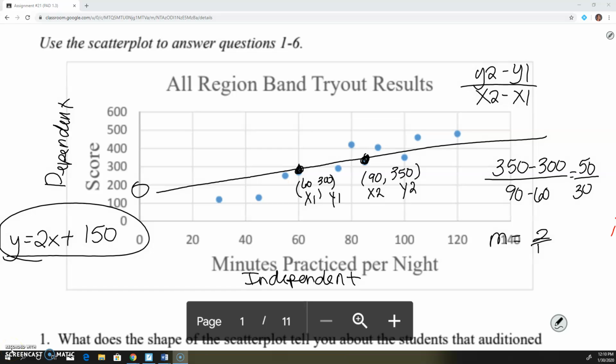So if somebody practices 90 minutes, 90 minutes we said would be about here. I don't want to go to the dot. I want to go all the way to the line. 90 minutes, we can expect their score to be about what? 350. What about if they practice 120 minutes? I go to the line, not the dot. Their score would be about what? 450. 450 or 420, something like that, right? So it's a little bit of an estimation. Not everybody's going to have the exact same answer.